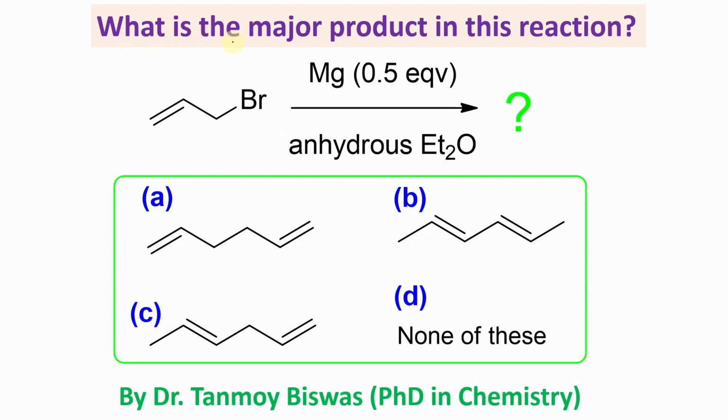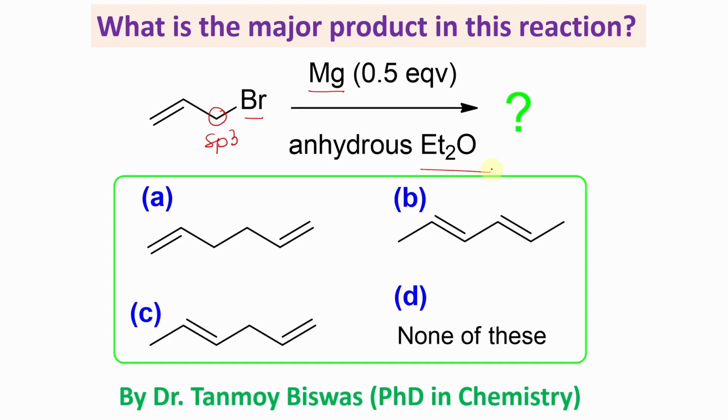Now the question is, what is the major product of this reaction? So this is actually allyl bromide. Remember, this is the double bond and this position is an sp3 hybridized carbon attached to it. So this is allylic bromide or allyl bromide. It is treated with metallic magnesium in anhydrous ether.